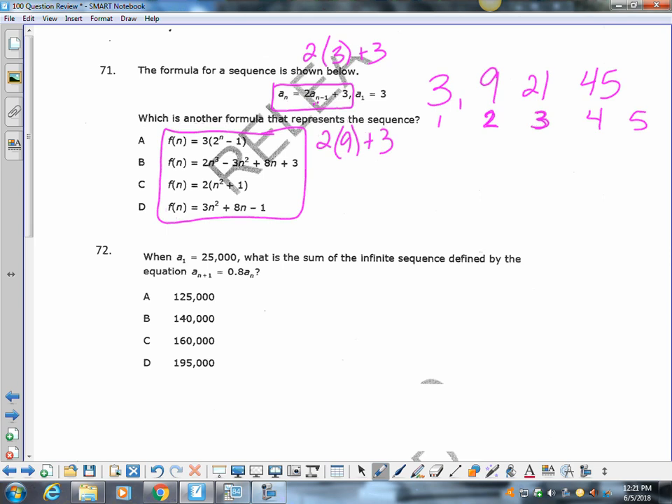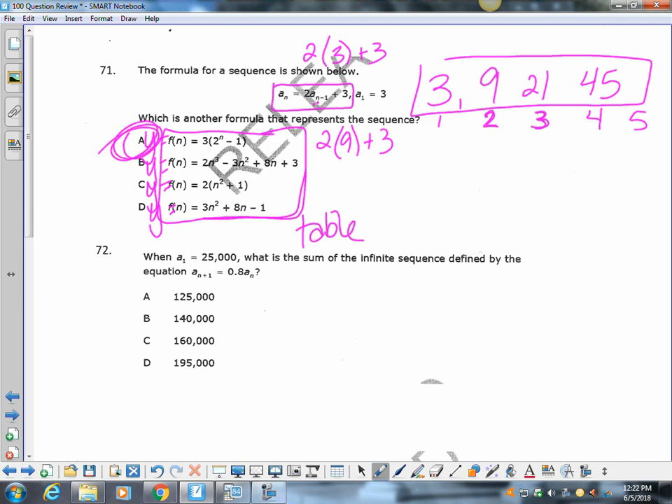explicit formula, this, again, all of these are something I can plug into my y equals. So I'm going to plug all these into my y equals. And I'm going to go check my table. And I'm going to find the table that produces those numbers when x is 1, 2, 3, and 4. And it turns out to be A.